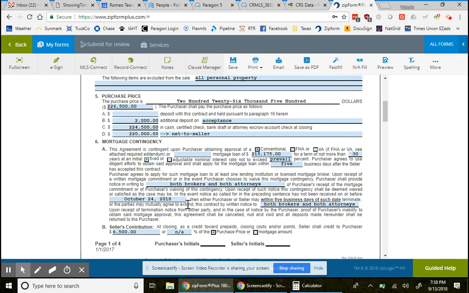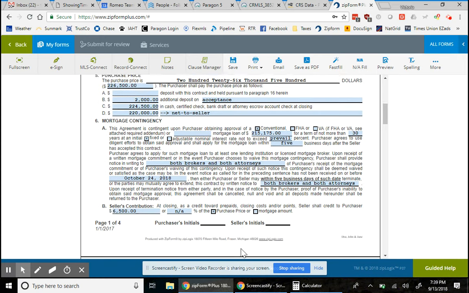Any questions on this page? If not, you can initial right here where it says purchaser's initials. Both of you will initial on this line. Please leave the other blank for the sellers.